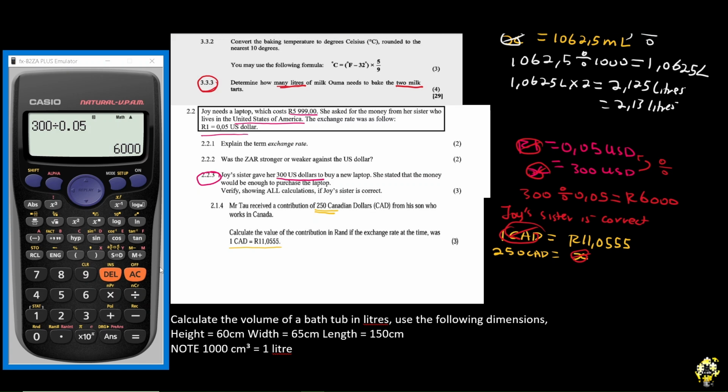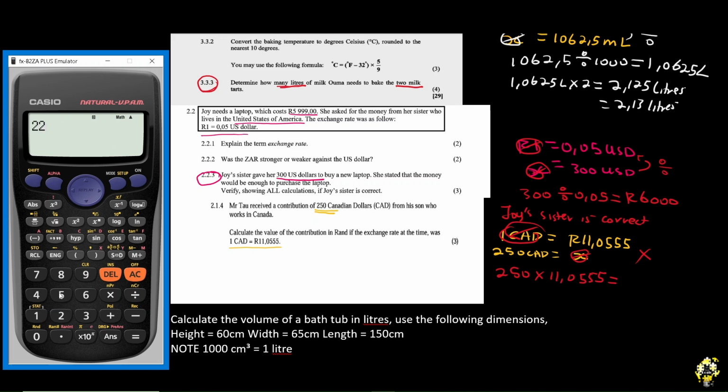When they're across, what do I do? I simply have to multiply. So it's going to be 250 multiplied by 11.055. Let's go to our calculator and cancel.